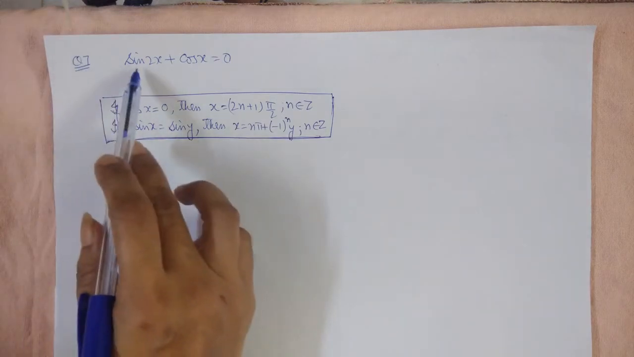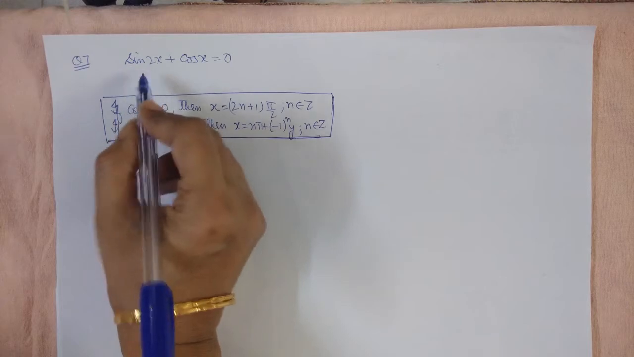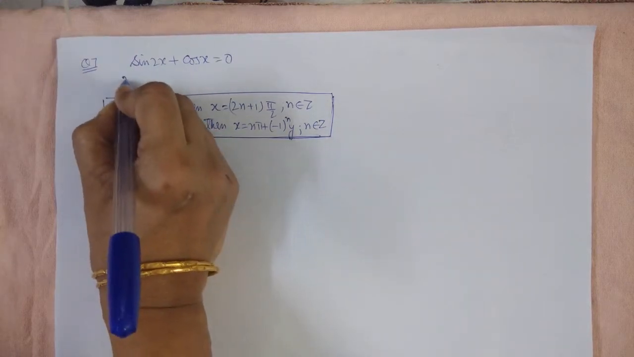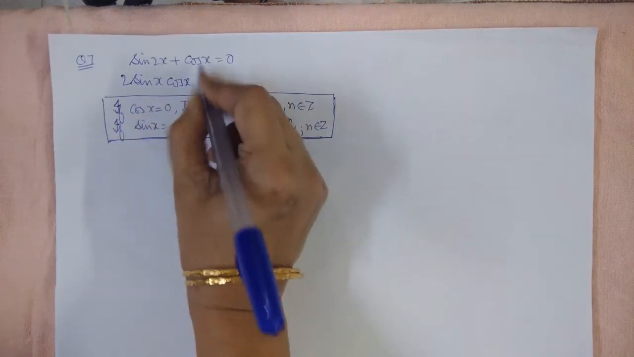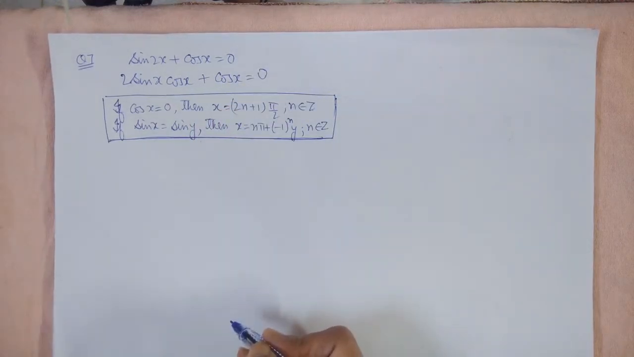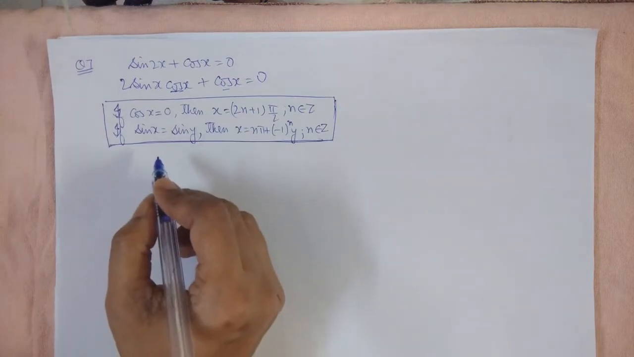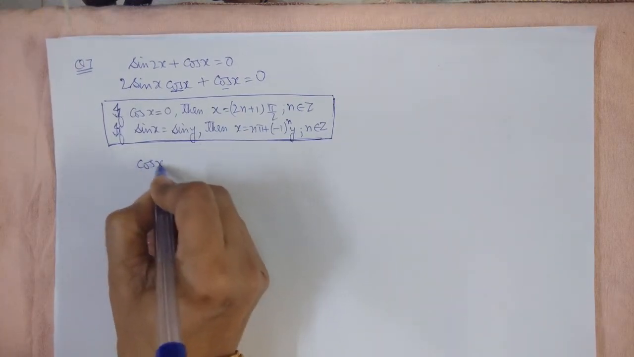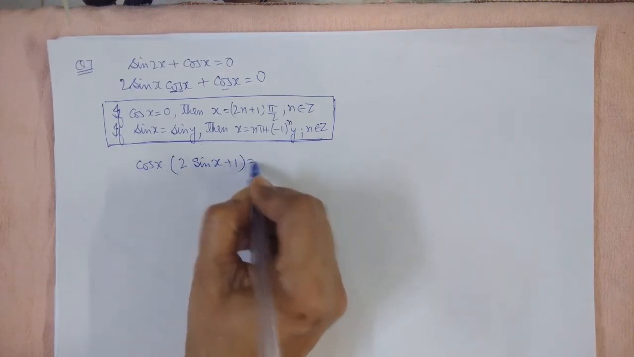In question 7, sin 2x plus cos x equals 0. This is given, and again you have to find the value of x. So sin 2x, one identity: sin 2x is 2 sin x cos x, and plus cos x equals 0. Now, in the next step, what will you do? Is there anything common here? Cos x is common. So we will take cos x common. The left terms are 2 sin x plus 1 equals 0.